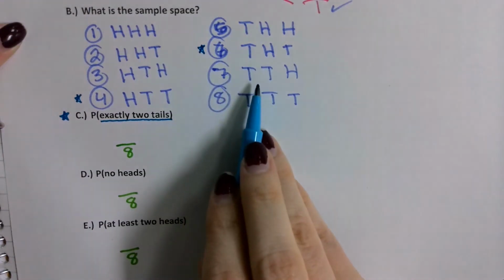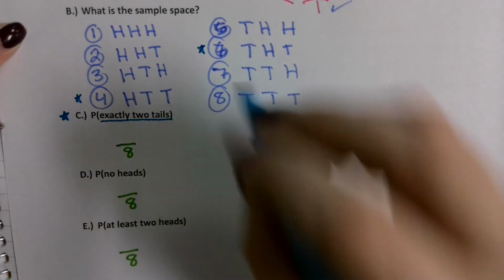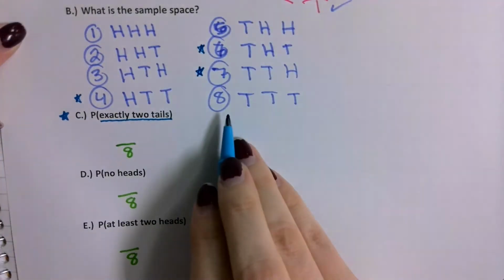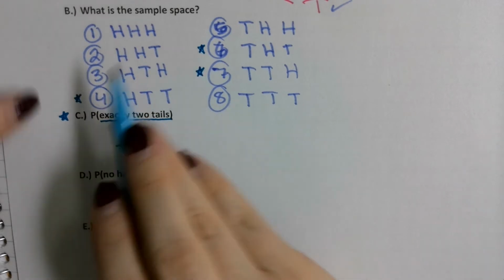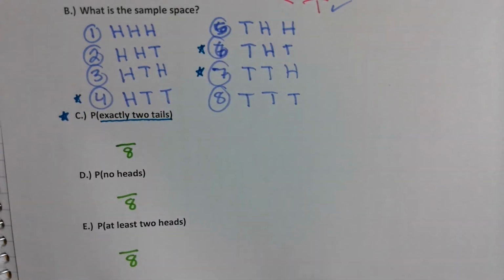What about 7? Yes, tails, tails, heads, has exactly 2. And what about 8? No, it has 3. That's not exactly 2. So how many was I able to star? 3. So I have 3 out of 8. Can I simplify that?